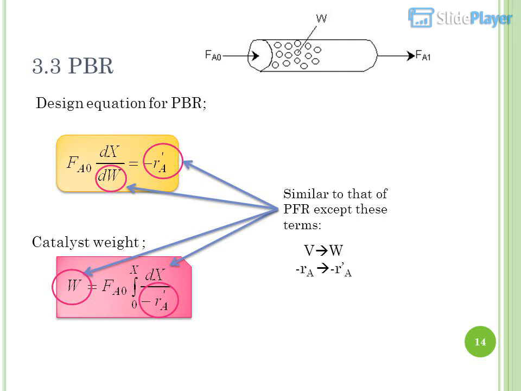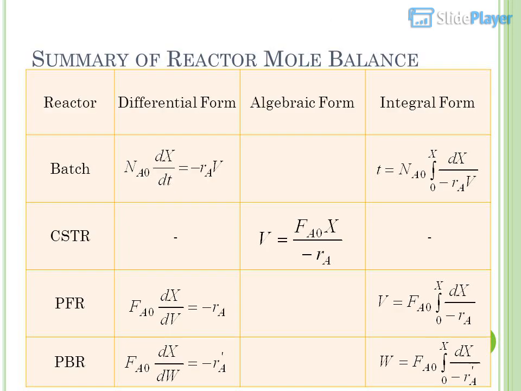3.3 PBR. The design equation for a PBR, in terms of catalyst weight W, is similar to that of the PFR except for those terms: catalyst weight W replaces volume V, and the rate is r prime A. Summary of reactor mole balances: differential form, algebraic form, integral form, for batch, CSTR, PFR and PBR.